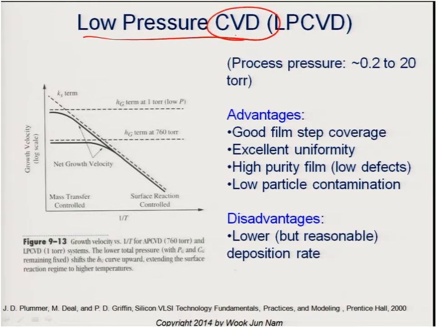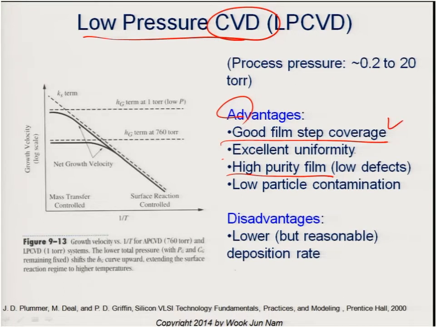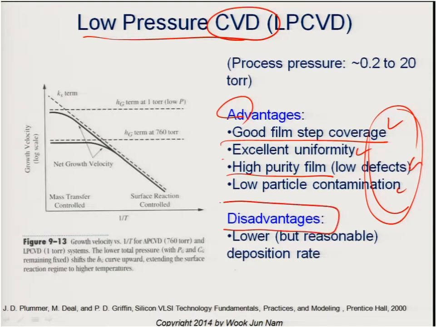Low pressure CVD is a method for making films with very high purity, very good step coverage, and excellent uniformity and quality. Since it uses vacuum, the environment inside the chamber is well controlled, which is the reason for this good film deposition. But the disadvantage is that it still uses a very high temperature, and its deposition rate is pretty low.